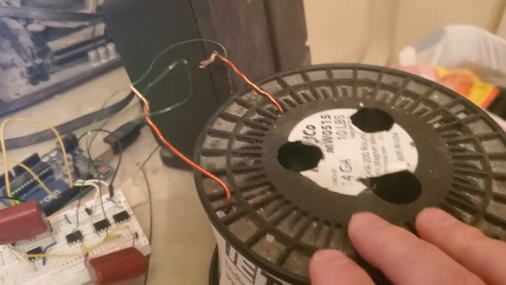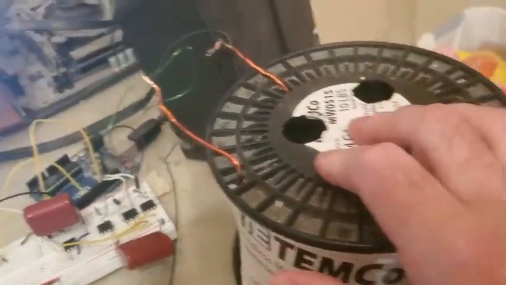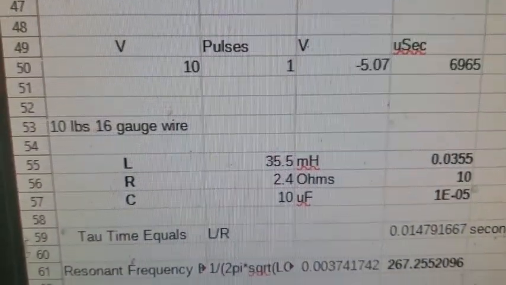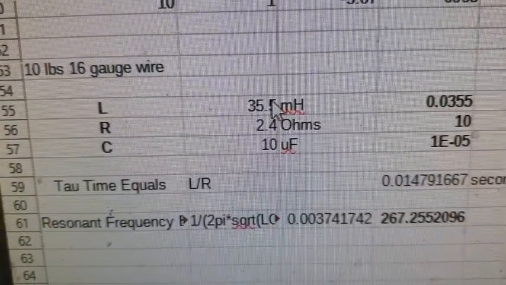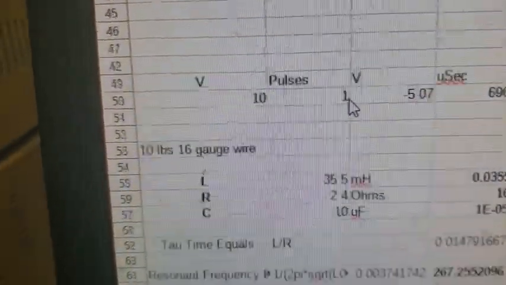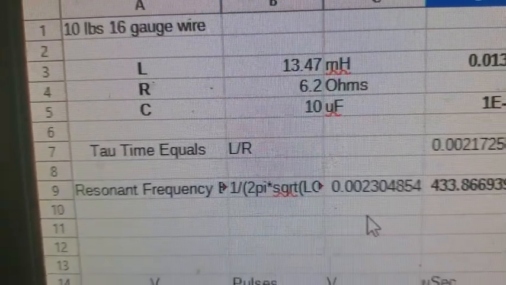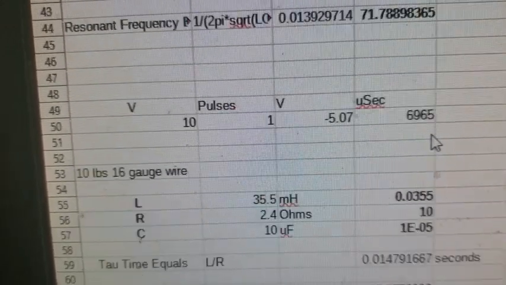So now I put this big 10 pounds of 14 gauge wire, still on the spool, and have it hooked up. I guess again, I just copied and pasted. The inductance is 35.5 millihenries, and the resistance now is 2.4 ohms. So that compares to 492 and 93, and the other one 13.47 and 6.2. So how is this going to do?